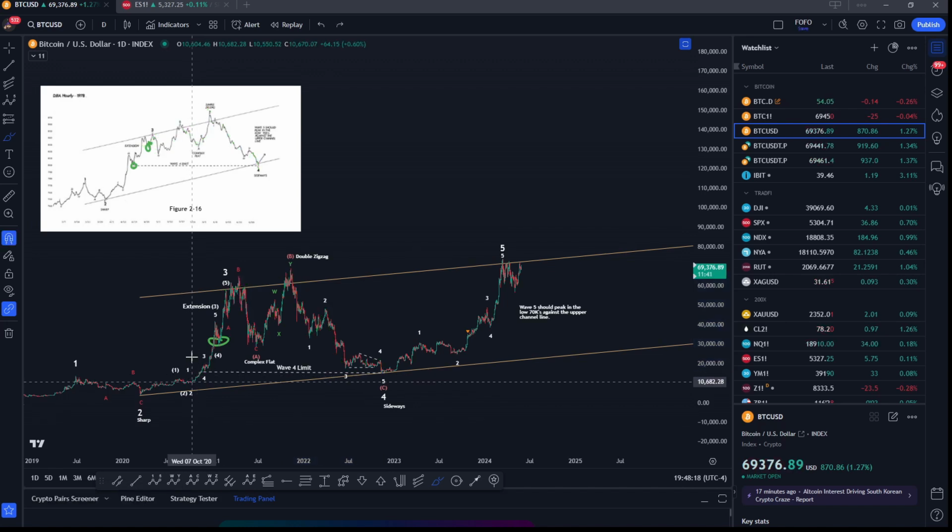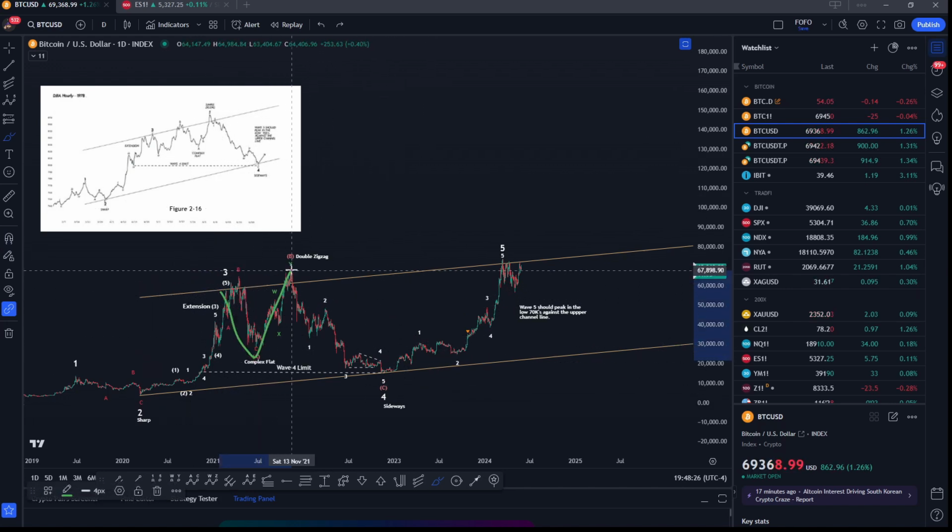Let's get rid of all that clutter there. Okay, so that's a sideways correction. So this whole thing here is a sideways correction, just like the picture showing here. This whole thing is a sideways correction.